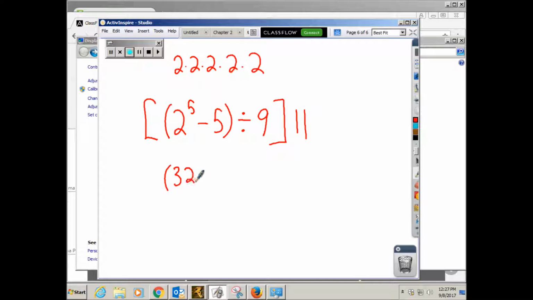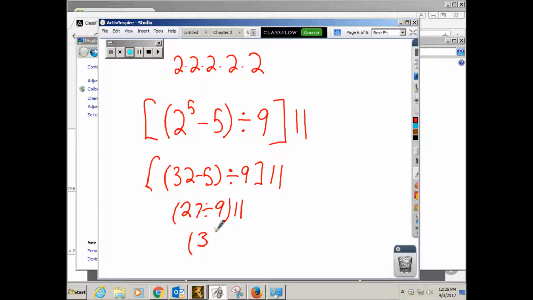So 32 minus 5 divided by 9, all times 11. What's 32 minus 5? It would be 27. What's 27 divided by 9? 3. And what's 3 times 11? 33. Did you follow that?